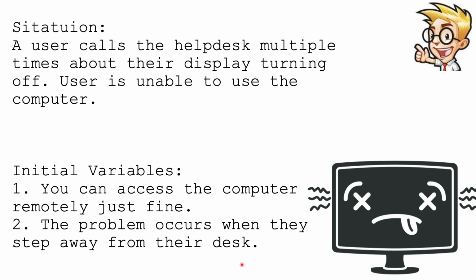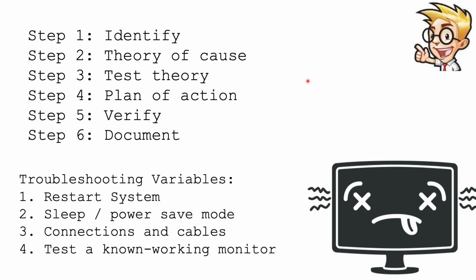Okay, let's take a closer look. Now let's go over the troubleshooting steps that are provided from CompTIA. Step 1, we have identify. Step 2 is theory of cause. Next, test your theory, plan the action you'll take, verify that it's working, and then document what you found. So for troubleshooting, if you've thought of something already that you would like to try, well, the golden rule for any IT department is to just restart your computer.